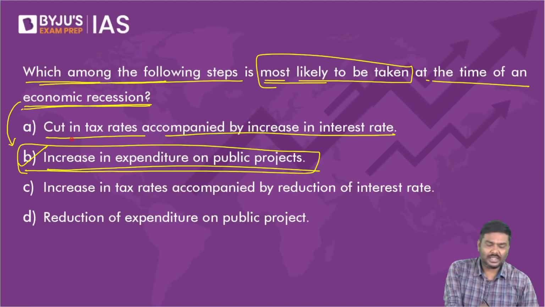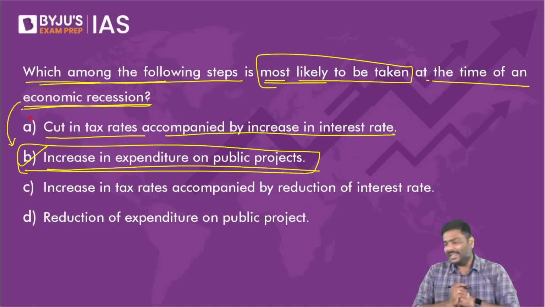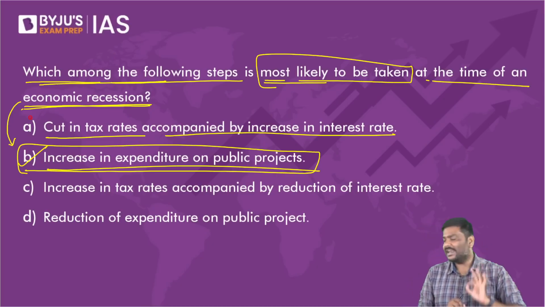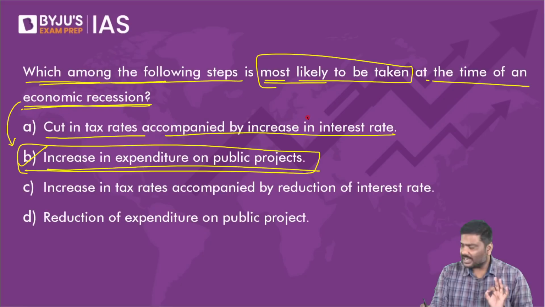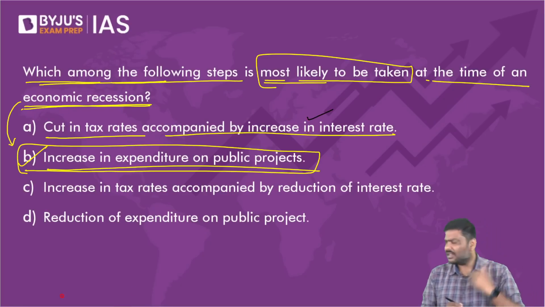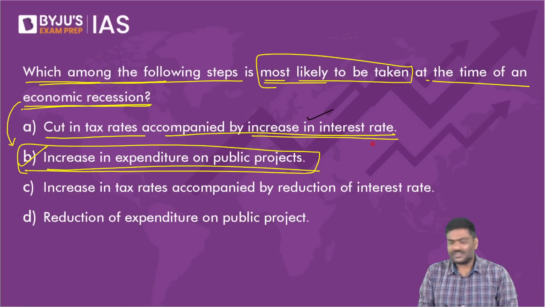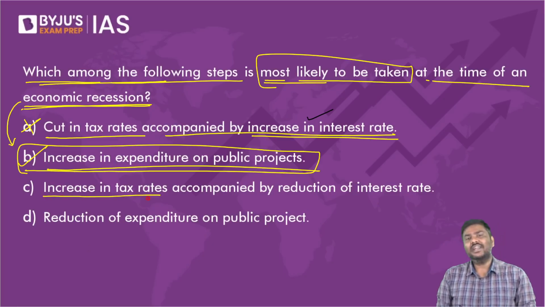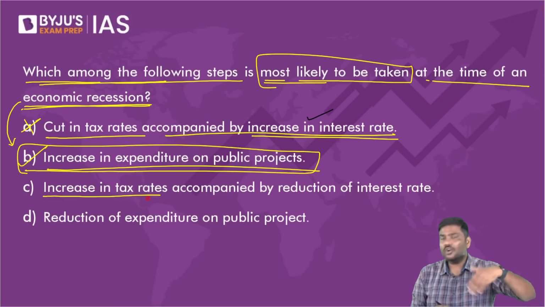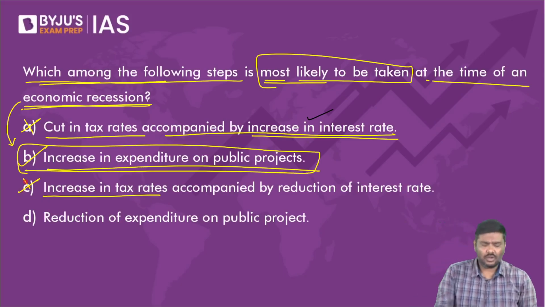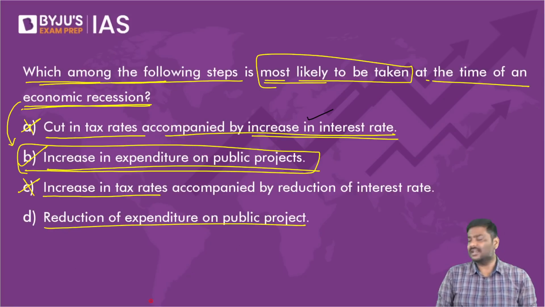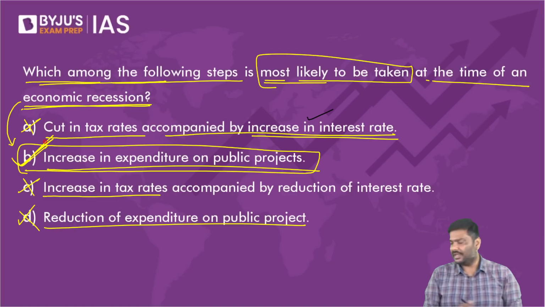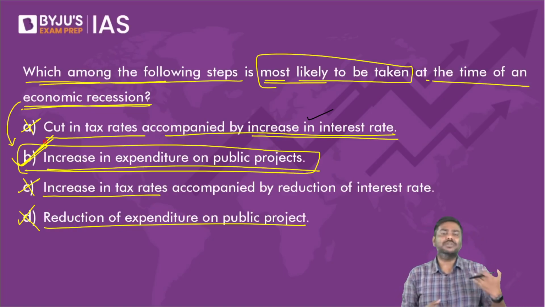Now please look at option A and tell me, is it correct? Look at the second part of the option. It says increase in interest rate. No, it is wrong. What about option C? Increase in tax rate. During a recession, you want the government to increase the tax rate? Again wrong. Reduce expenditure by the government? Again wrong. So the right option is option B.